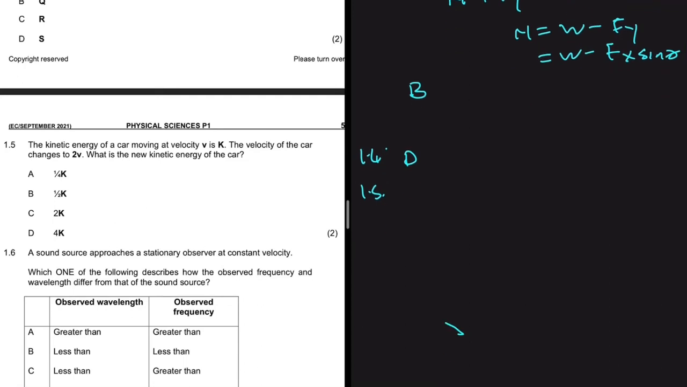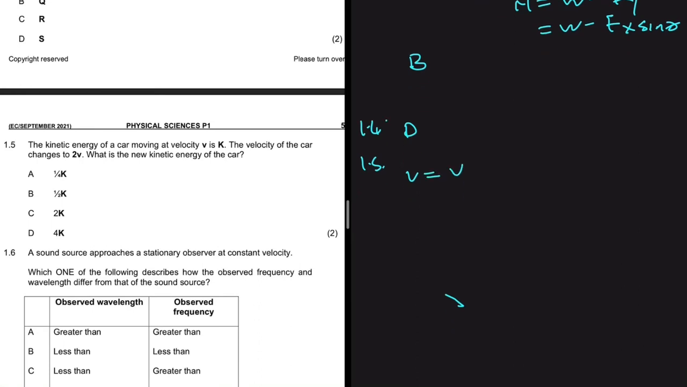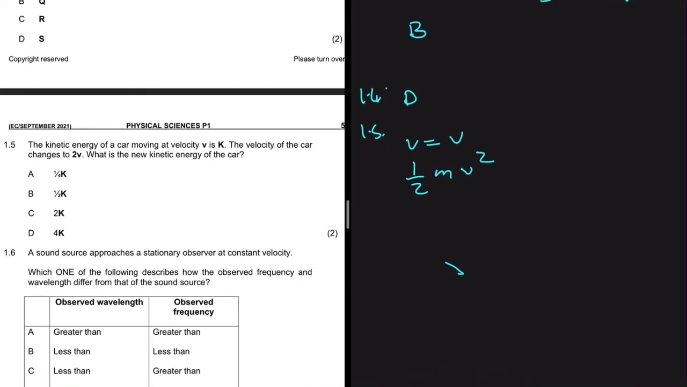So for the first instance, we have our velocity being equal to V, right? And then if we calculate the kinetic energy there, we're going to get 1 over 2 the mass times V squared, right? But then now the velocity has changed, and it's now 2V. So what will be the kinetic energy? 1 over 2 m, and in place of V, now we don't have V anymore, but we have 2V, right? So we have 2V squared.